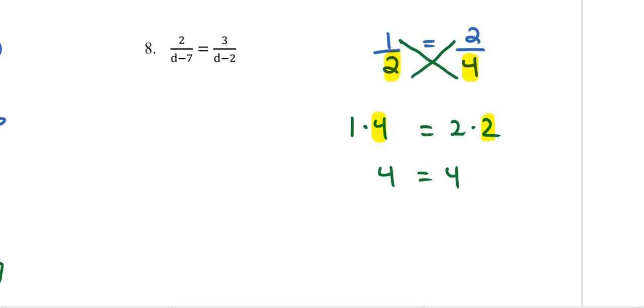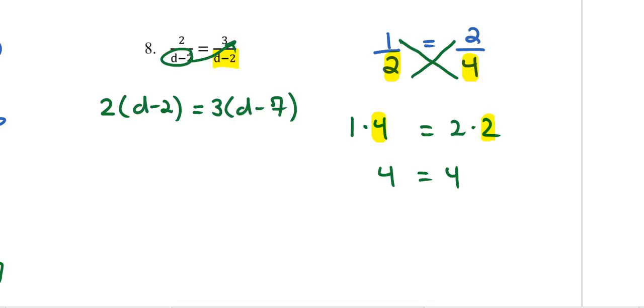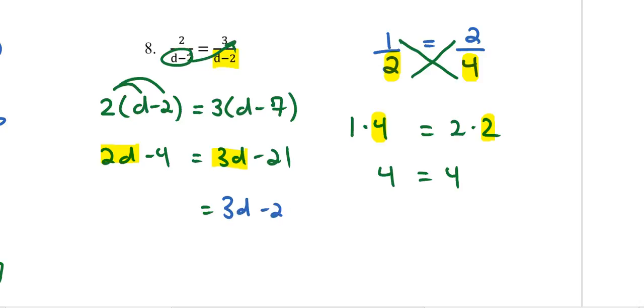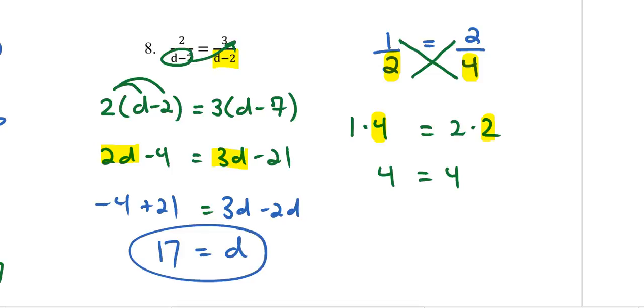So if I do that here, this d minus 2, if I move that to the opposite numerator, that's going to be 2 bracket d minus 2. And then this d minus 7, if I move that to the opposite side, that's going to be 3 bracket d minus 7. Okay, and then we just distribute here. This would be 2d minus 4 equals 3d minus 21. And if I combine those d's, this will be 3d minus 2d, and this will be negative 4 plus 21. This will give me d, and negative 4 plus 21, that's going to be 17. So d equals 17 there.